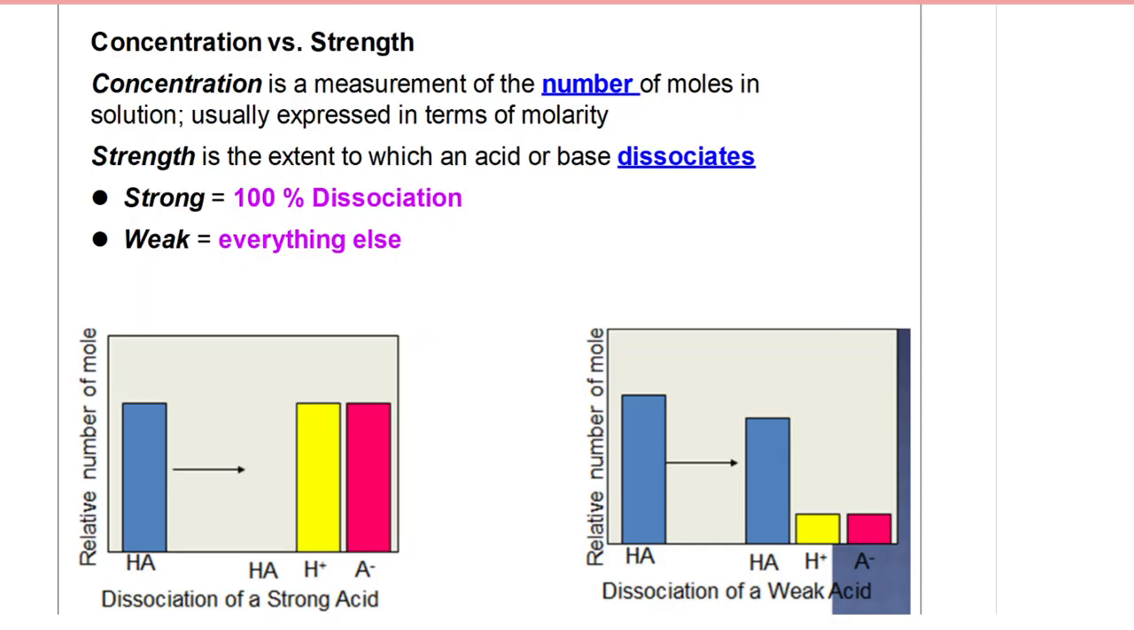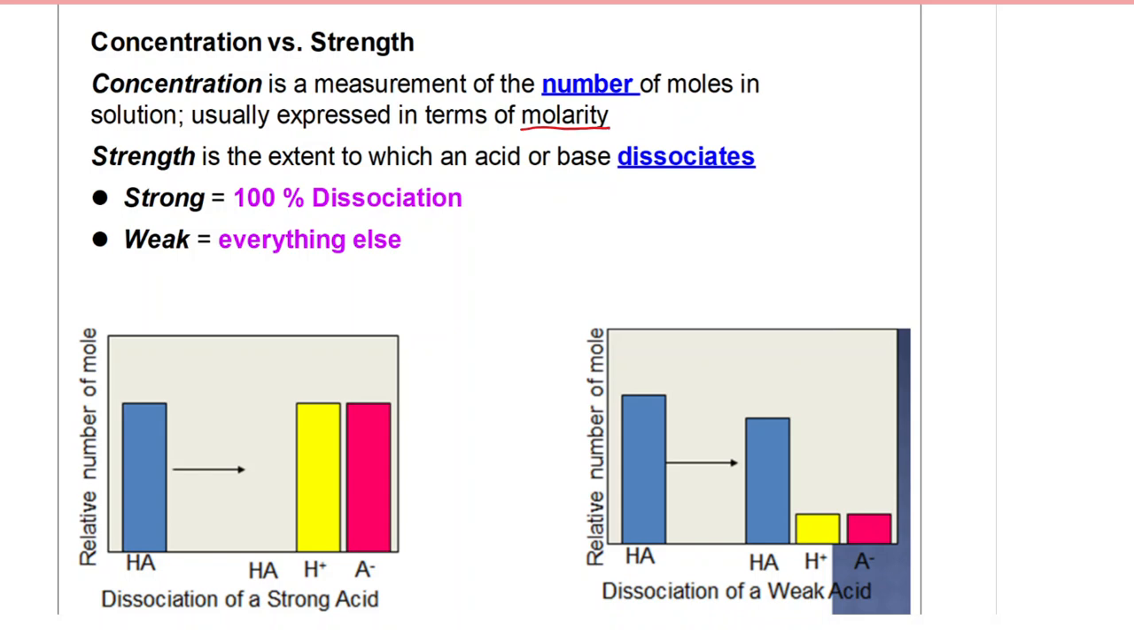One of the things that we need to spend a little bit of time on is talking about the difference between concentration and strength. Concentration is a measure of the number of moles in a solution. Usually we express that in terms of molarity. That was what we talked about in our last unit. Strength refers to the extent to which an acid or base dissociates. So we have strong and weak solutions here in terms of strength.